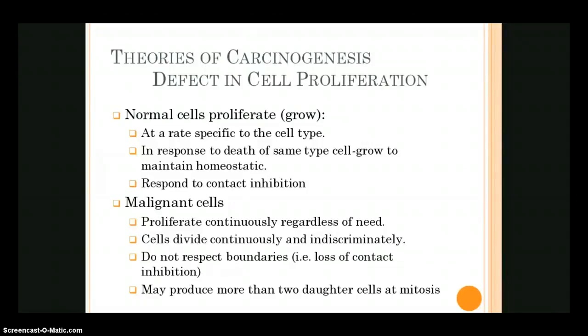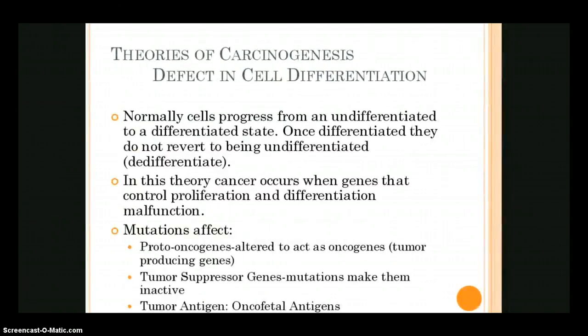The second theory of carcinogenesis has to do with there being a defect in cell differentiation. Normally, our cells start out as stem cells, and then at that point they're undifferentiated, and then they become differentiated or specialized. Once they become differentiated or specialized so that they're taking care of a specific function in the body, they don't go back to being undifferentiated, okay?